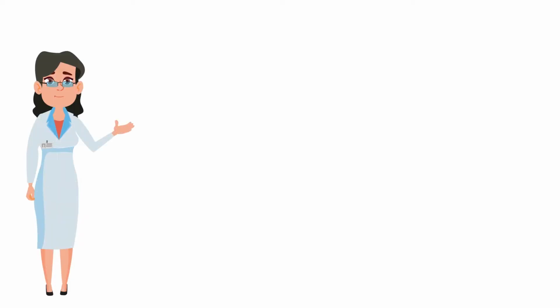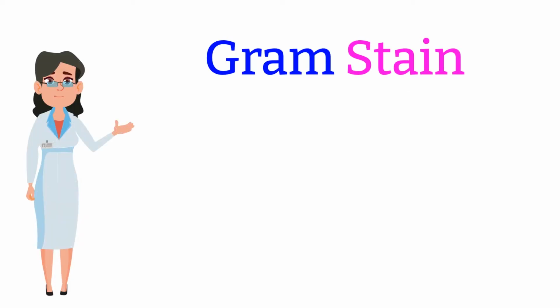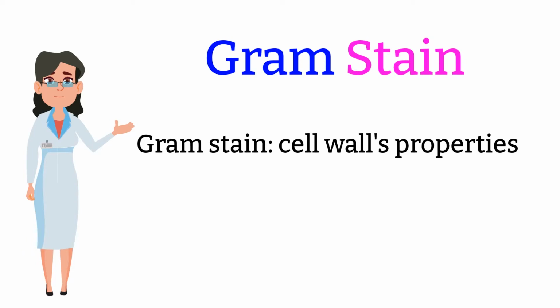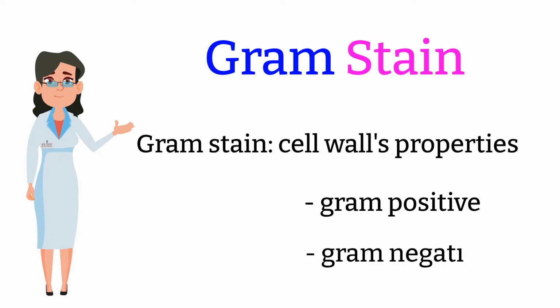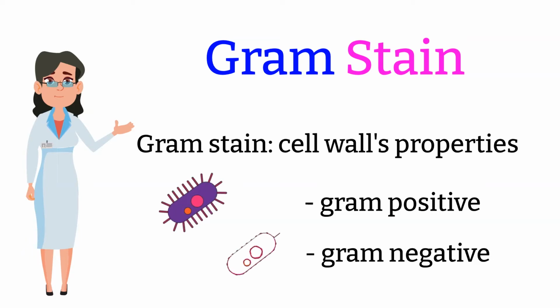In the laboratory, we use different types of stain to identify and group bacteria. These aid in patient care and treatment. The most commonly used stain in clinical laboratory is Gram stain. This type of stain uses the bacteria cell wall properties to distinguish between gram-positive and gram-negative bacteria. If you are interested in learning more about Gram stain, please check the description box for a link to that video.